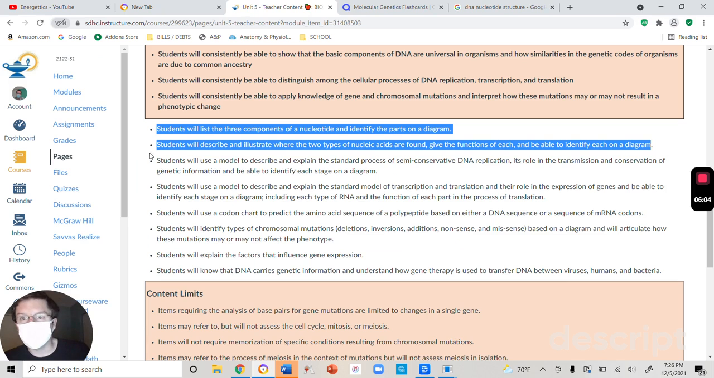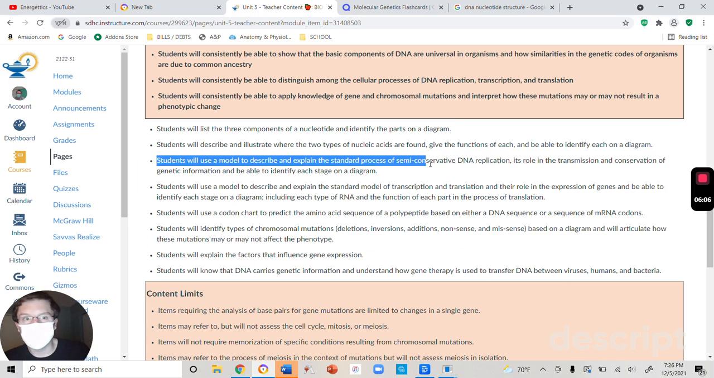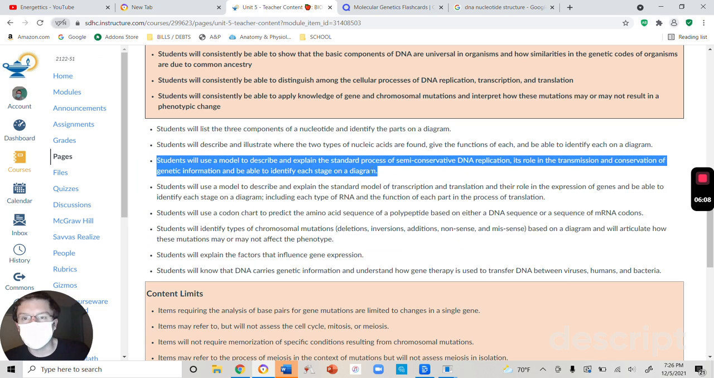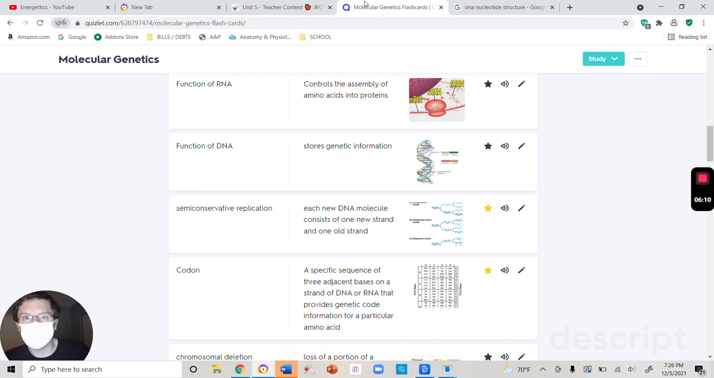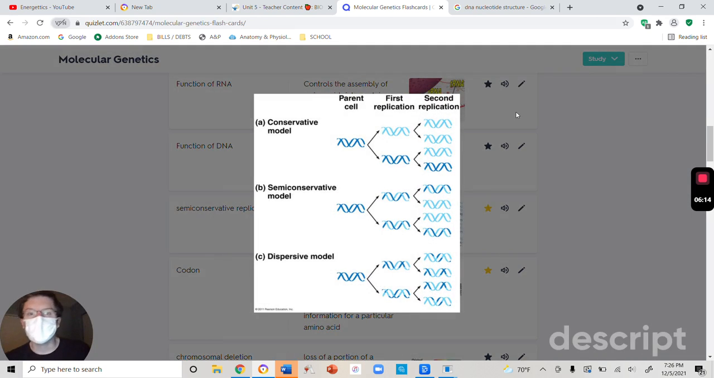And then I think after that, yep, semi-conservative DNA replication, being able to identify the stages on a diagram. So when DNA was first discovered, many different scientists tried to determine the way in which it could have possibly duplicated itself. And there were 3 models that were generally accepted and needed to be proven.